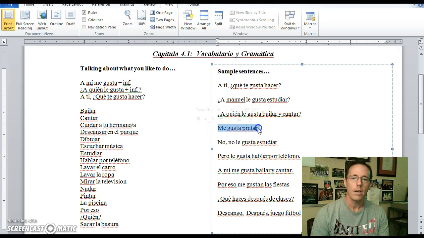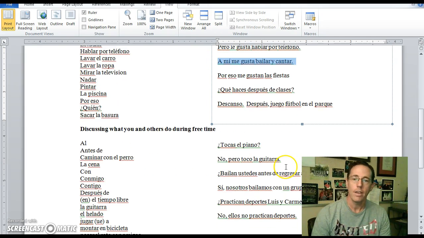Me gusta pintar. I like to paint. No, no le gusta estudiar. No, he doesn't like to study. Pero le gusta hablar por teléfono. But he likes to talk on the phone. A mí me gusta bailar y cantar. I like to dance and sing. The rest of these I'd like you to figure out on your own.